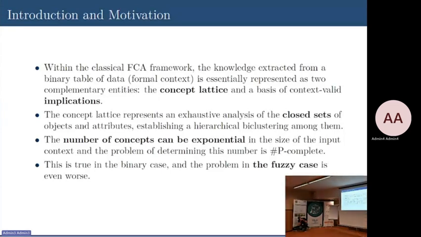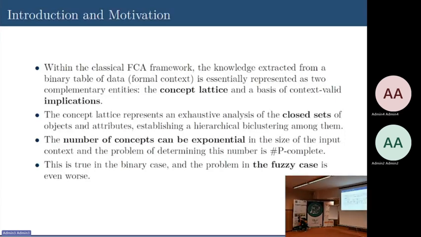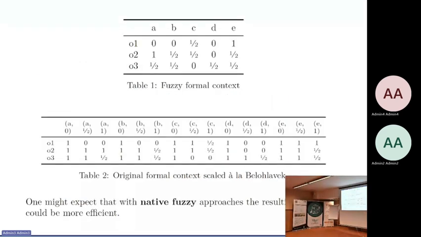The number of concepts in a context can be exponential in the worst case, and determining this number is a #P-complete problem. This holds in the binary case, but when we use intermediate truth values and a truth value structure such as a finite lattice, it's much worse.